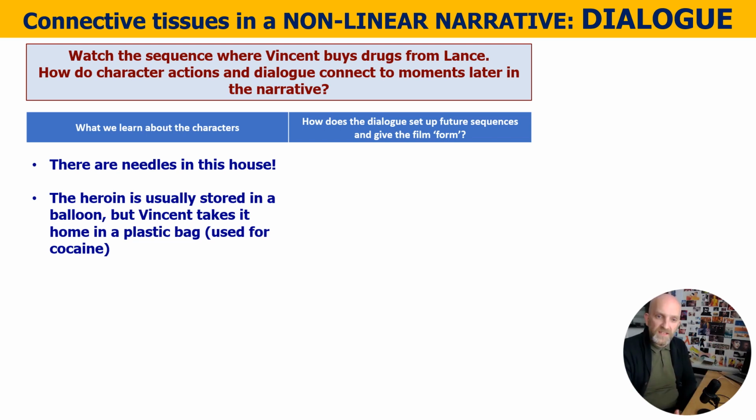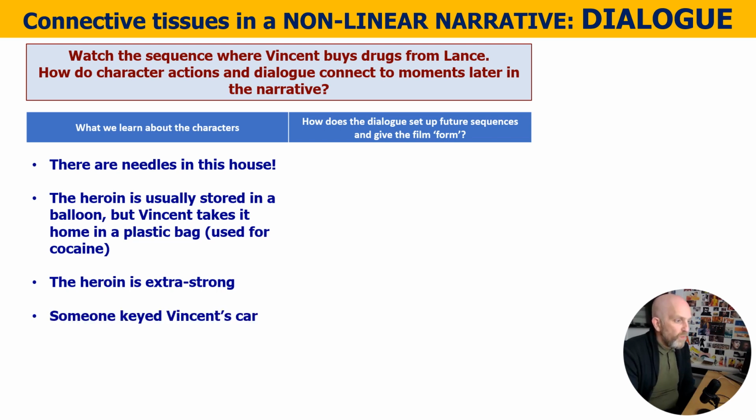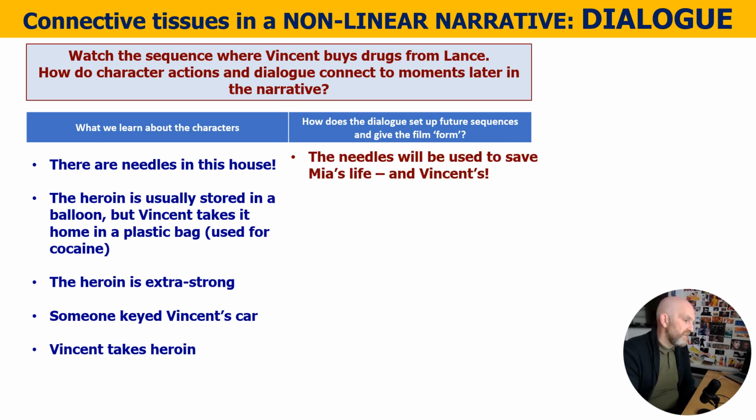What we learn about the characters in Lance's house is the following. There are needles in the house. We learn the heroin is usually stored in a balloon, but Vincent takes it home in a plastic bag, which is usually used for cocaine. We learn that the heroin Vincent is taking is extra strong. We learn that someone keyed Vincent's car. We learn that Vincent is a heroin addict. So how does this set up later on, and how does this create narrative coherence?